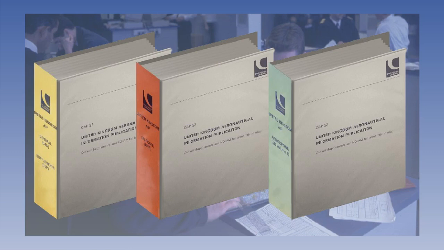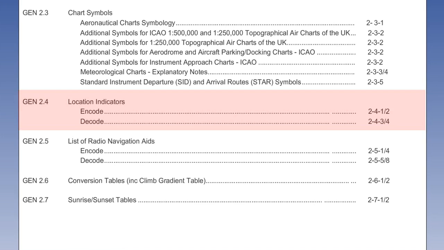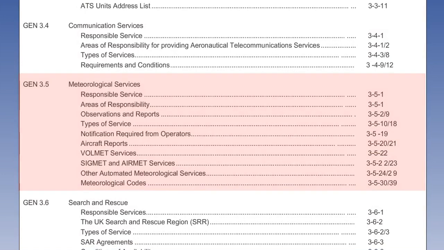All ICAO contracting states publish their AIP in a common format with regard to its contents. In the UK, this is split into 3 volumes or parts. Part 1, known as AIP Gen, contains the following information: airfield location indicators, aerodrome flight information service and automatic terminal information service, and meteorological charts and information. We shall now look at each section of Part 1 in turn.